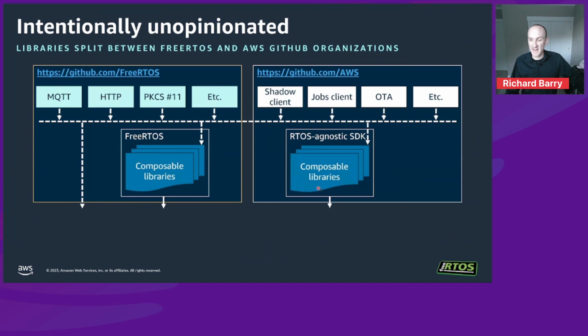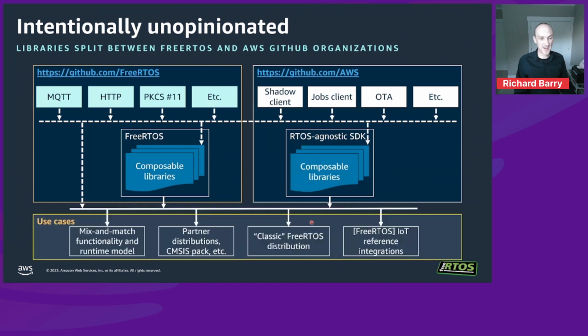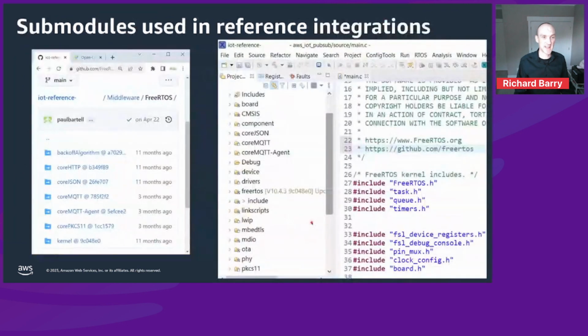We also have another package which is similar to the classic FreeRTOS distribution, but this is RTOS agnostic and actually tested on Linux. So there's a very clear delineation here between FreeRTOS and anything which is Amazon specific. Despite what you read, we do really try and focus on making sure that's the case.